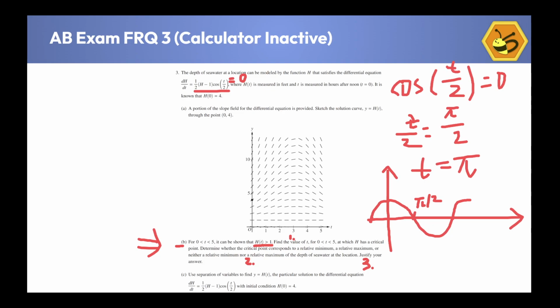And we set the derivative of h to 0. The problem gives the derivative of h already, because it's a differential equation. dh over dt equals to this. So we set the derivative of h to 0.